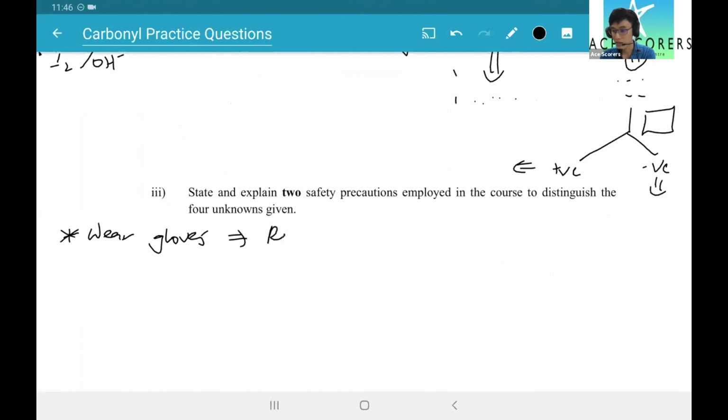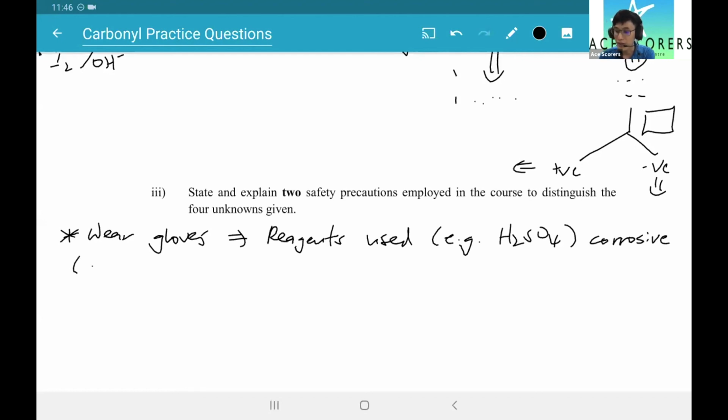So reagents used, for example, the sulfuric acid. If you use Tollens' reagent, inside got alkaline, correct? If you use 2,4-DNPH, that one usually is also used with sulfuric acid. So it's also corrosive. So your reagents used are corrosive. So essentially your precaution is to avoid direct contact. So you're wearing gloves to avoid direct contact.